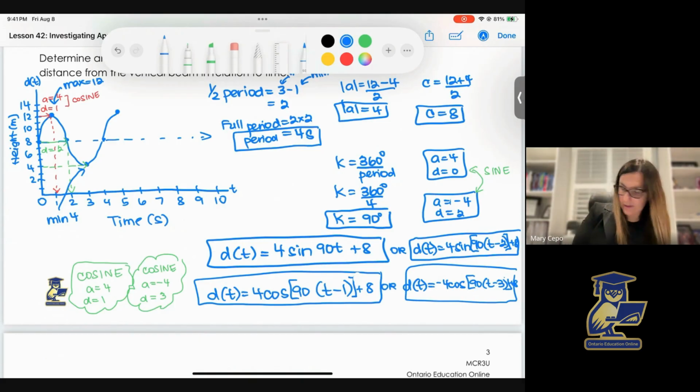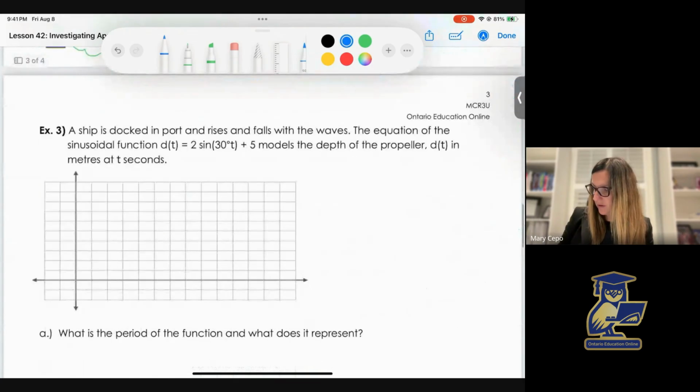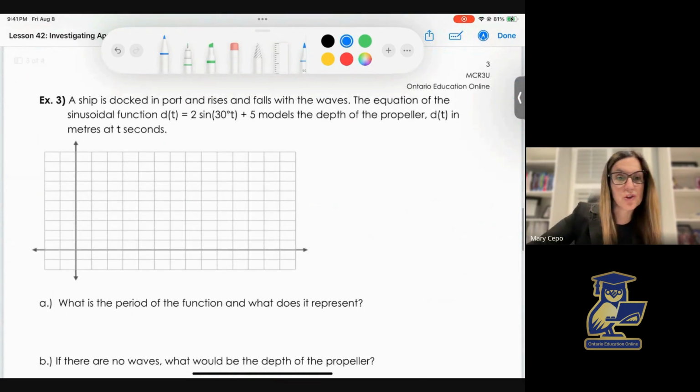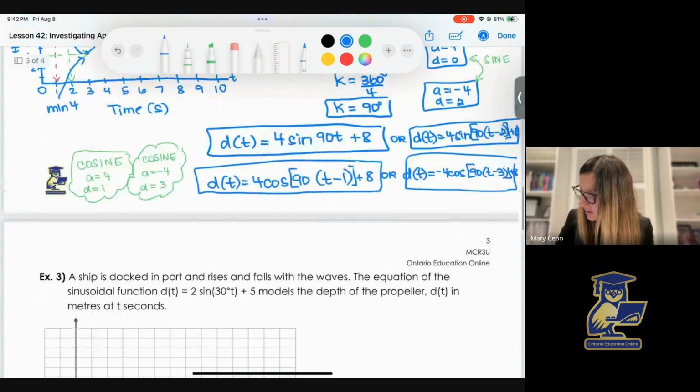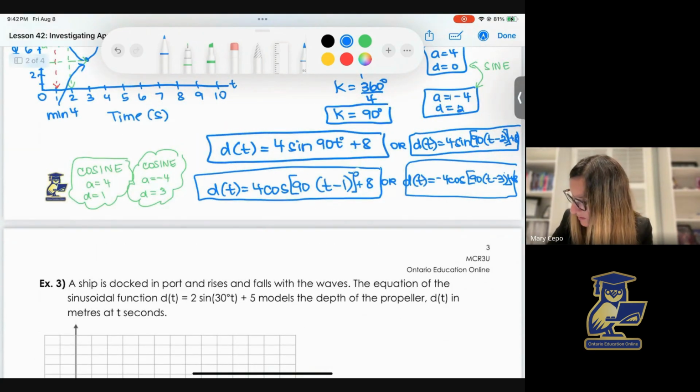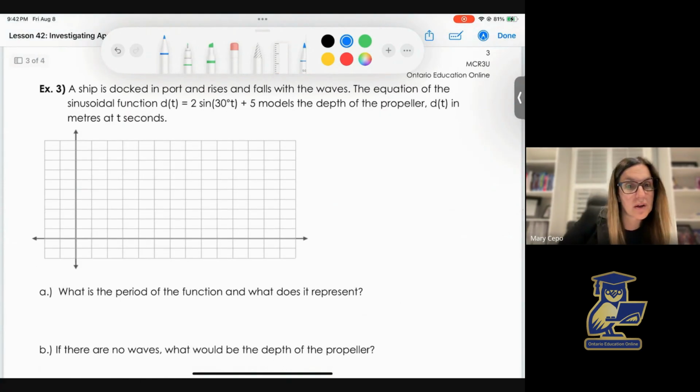Okay, excellent. Looking at example 3, we have a ship docked in port that rises and falls with the waves. The equation of the sinusoidal function is given. D at t is equal to 2 sine 30 degrees t plus 5. It models the depth of the propeller d at t, in meters, at t seconds. What I wanted to do is put the t on the outside. So with that in mind, we want to identify the A, K, D, and C and give ourselves a good sketch. A visual is always a good idea.